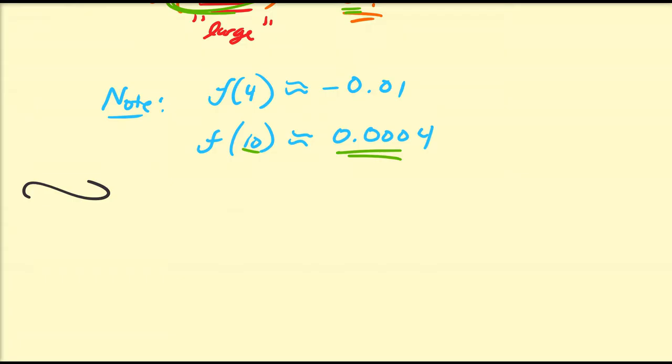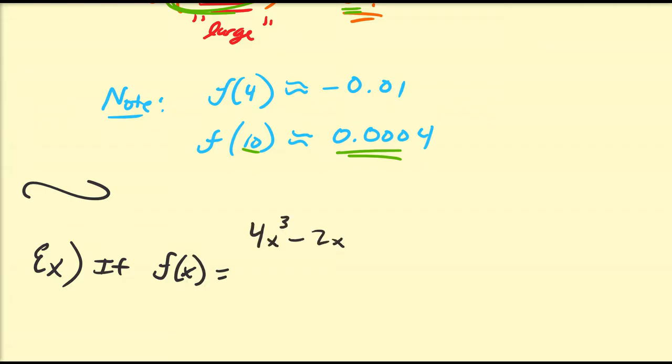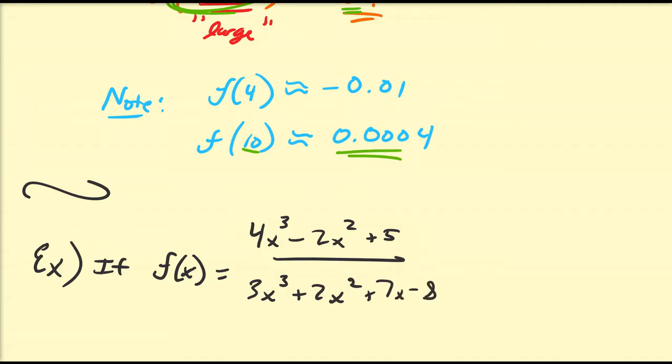All right, so let's look at another example. Let's assume that f of x is equal to something like 4x cubed minus 2x squared plus 5, all divided by 3x cubed plus 2x squared plus 7x minus 8. So what we're going to do is the same exact thing. We're going to send x to infinity and see what this is approximately equal to.